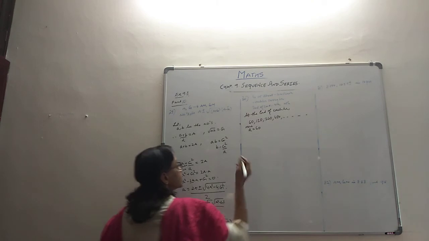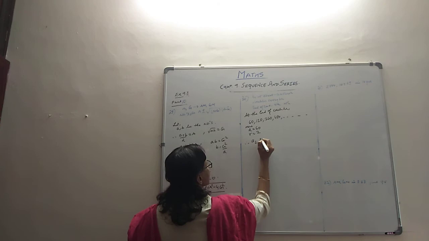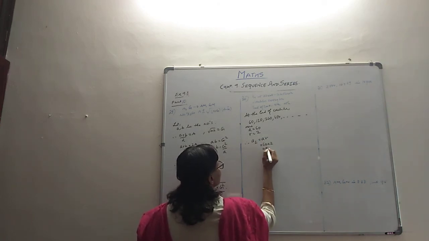Then it is doubling, so you know that R is 2. So like that we can find out at the end of the 2nd hour, A2. So by the formula AR, that is 60 into 2, 120. Technically you can find it out like that.